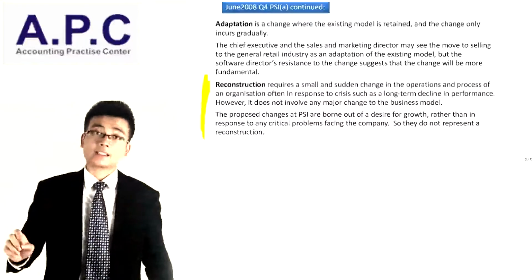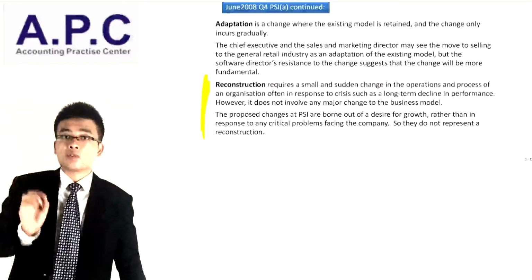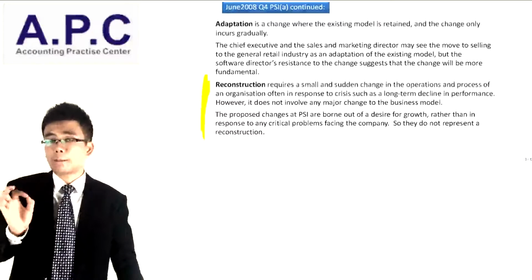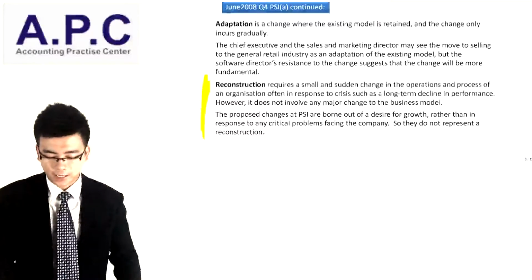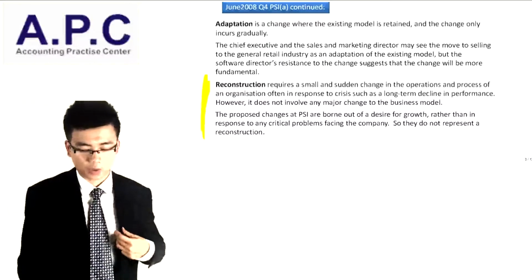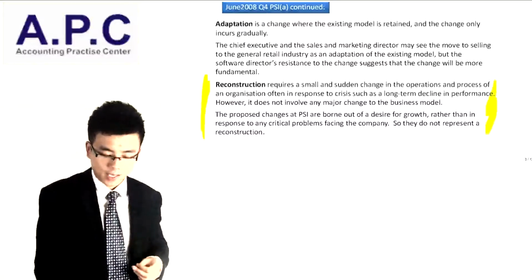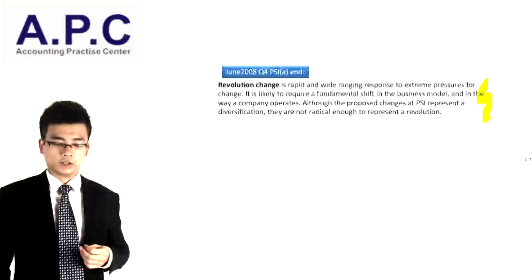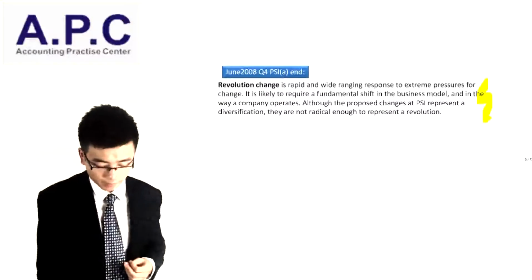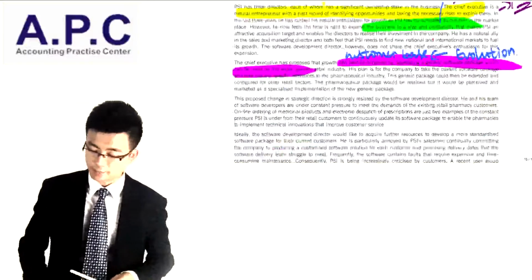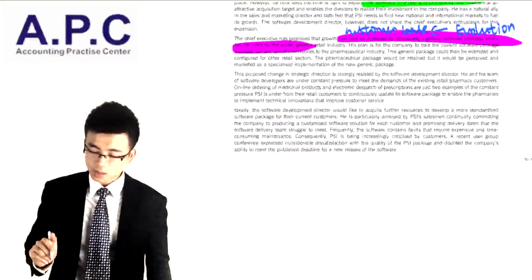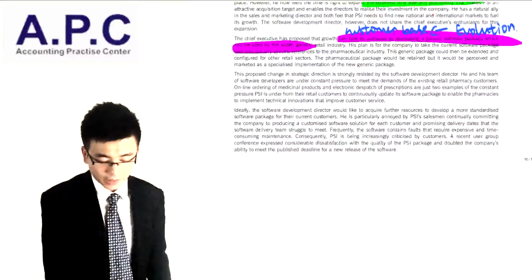But here, in this case, it is the CEO within the business who drives the change. So from that perspective, this is not a sudden change. So you can see the reconstruction and also the revolution change here in your answer. Okay, so we finish off part A, and we are going to continue to look at part B then. So let's look at the next paragraph then.